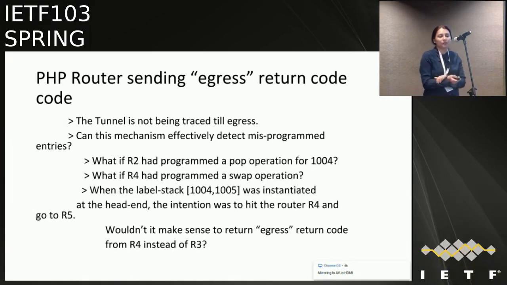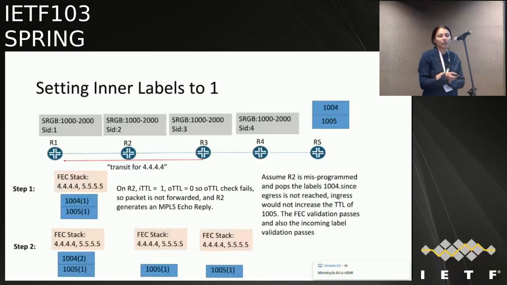And then setting inner labels to 1. So to begin with, if you set all the labels in the label stack to 1, this works fine when the network is programmed correctly. So let's say everything is fine, R1, R2, R3, R4, R5, everything is programmed correctly. Then if you had set the inner label to 1 to begin with, instead of waiting until you reach egress, things would just work fine. But let's take a case where R2 has misprogrammed and it's going to pop the label.